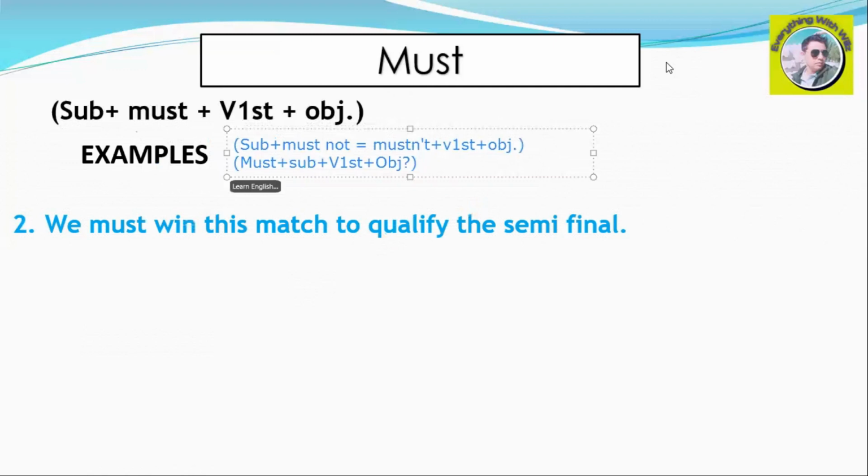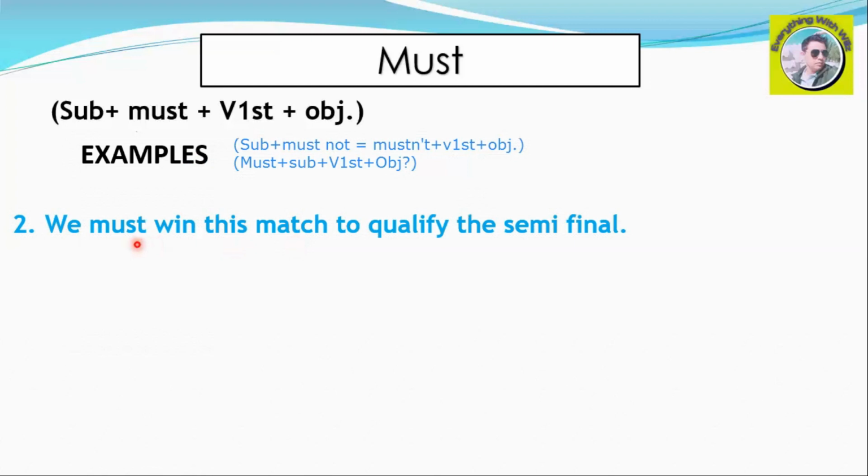All right. So the example number one is, we must win this match to qualify the semi-final. हमें semi-final में qualify करने के लिए ये match लाजमी जीतना पड़ेगा. So this is something normally you use will. In these cases, you use will. But since you are putting a lot of stress, that's why you're using must.